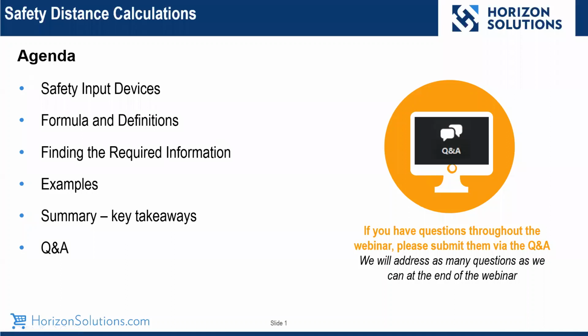For today's agenda, we're going to start off talking about the need for safety input devices. And we're going to talk about the formula that relates to safe mounting distance, some of the definitions revolving around that, how to find the required information to do these calculations. We're going to run through a handful of examples, starting from the most basic safety relay up through an advanced redundant control logic system. We'll wrap up with a summary and key takeaways, and then spend some time on any questions that come in.